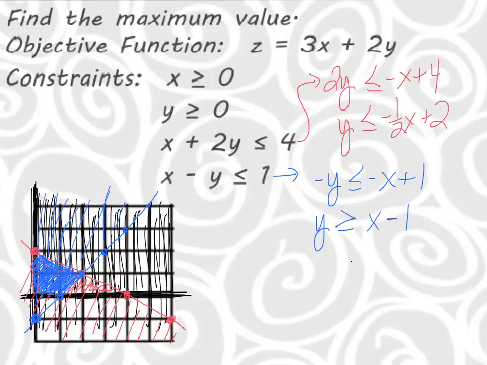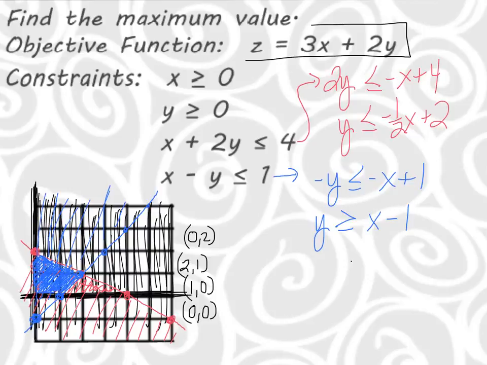My first one is over 0, up 2. My second one is over 2 and up 1. Then I have one at over 1, up 0, and another one at the origin. What you do is take each one of these ordered pairs, x comma y, and plug them into this objective function that you have up here.